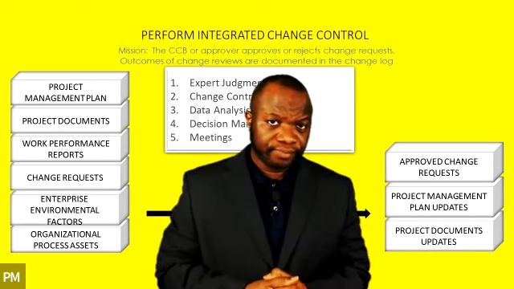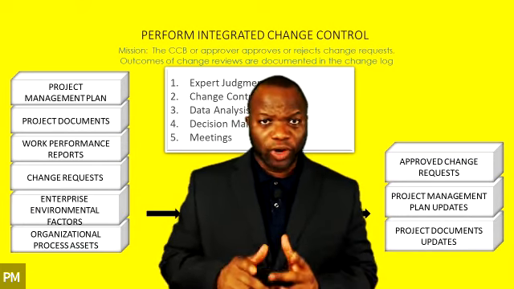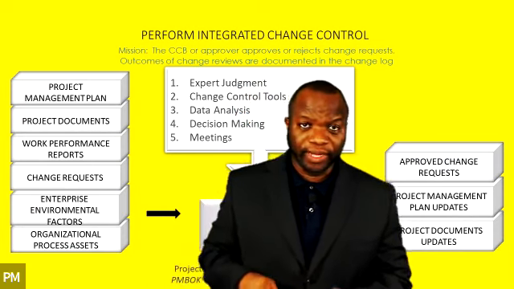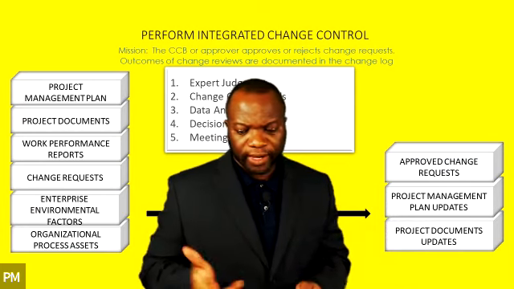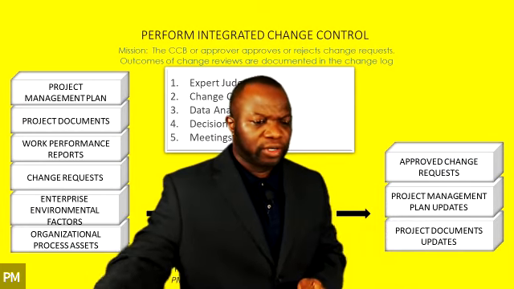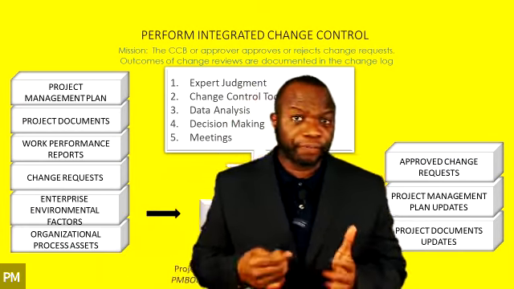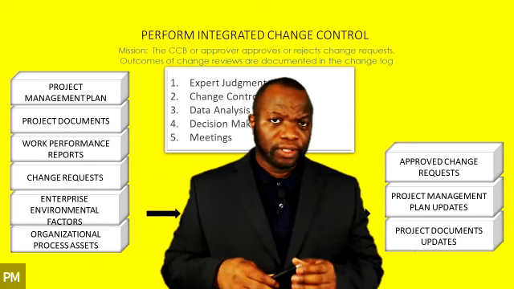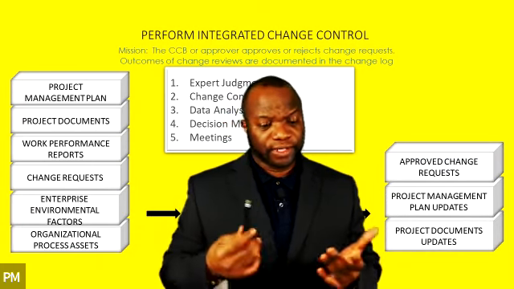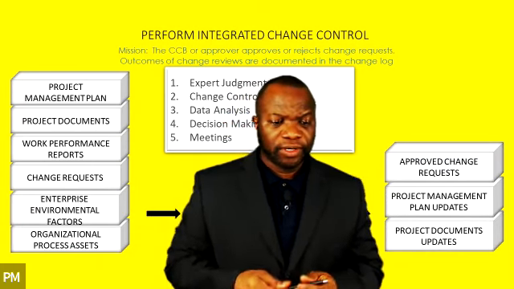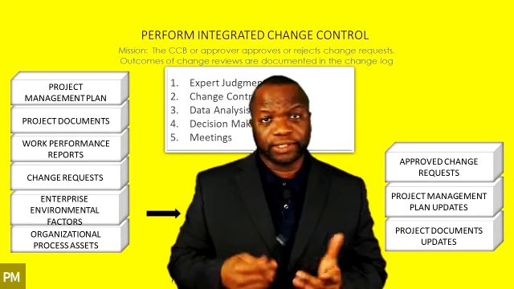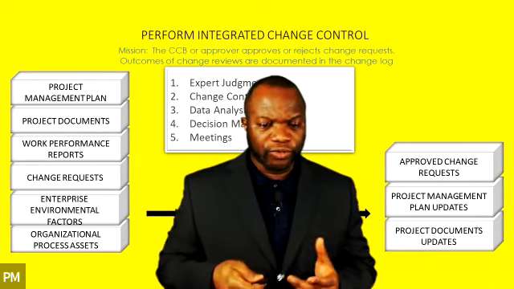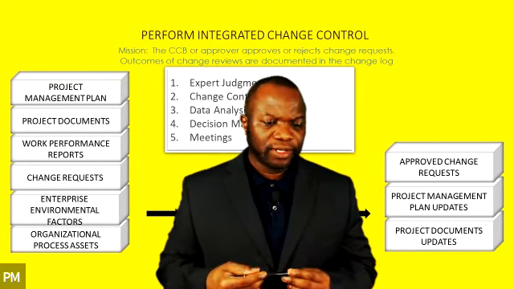So, we're moving on to our next process. And as usual, you need to be looking at page 71, and you'll see the high level of this process. This process is called Perform Integrated Change Control. Now, what we're doing in this process, as you can see up there, it says the CCB, that's the Change Control Board or approver, approves or rejects change requests.